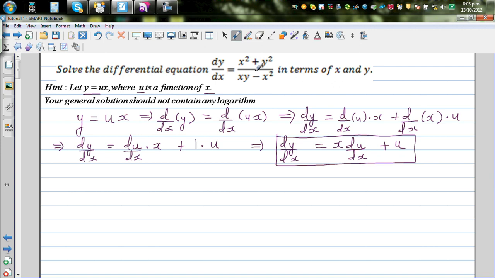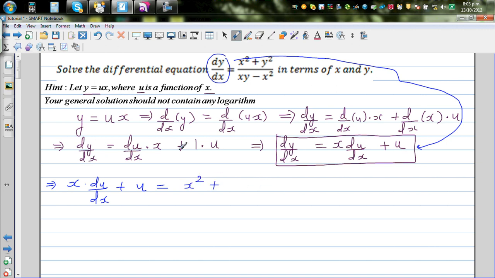So in place of dy by dx, I can put this expression. So let me change color from here. I'm going to put in place of dy by dx this quantity. So I can say that x times du by dx plus u is equal to x squared. Now x squared will remain x squared. In place of y squared, what can I put? We know y is ux, so y squared will become u squared x squared, over, this is xy, so this is x times y, which is ux, minus x squared.